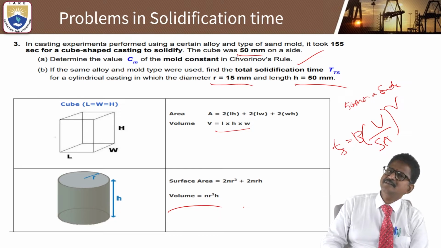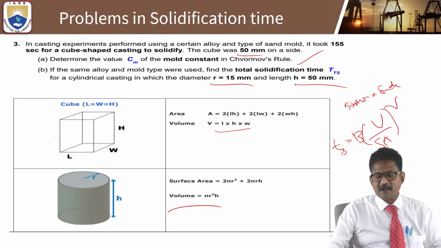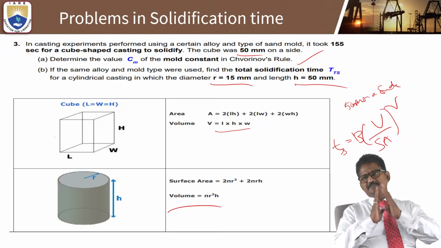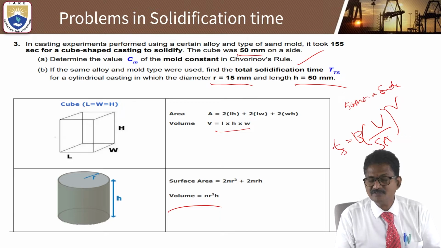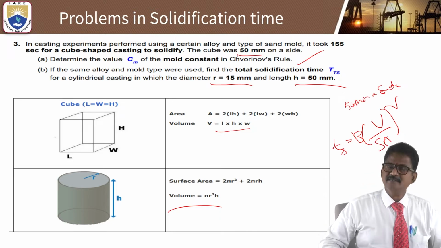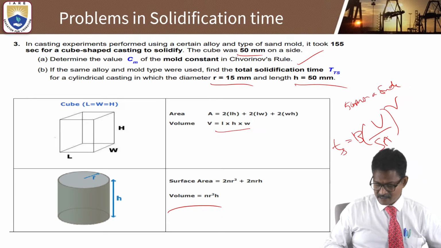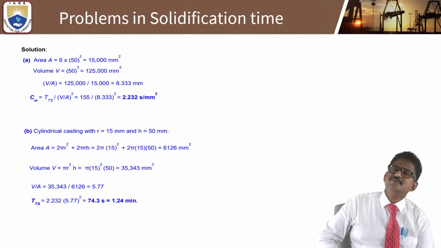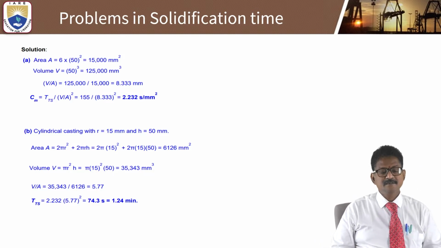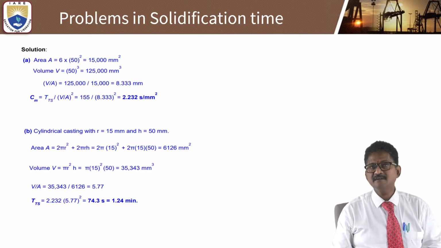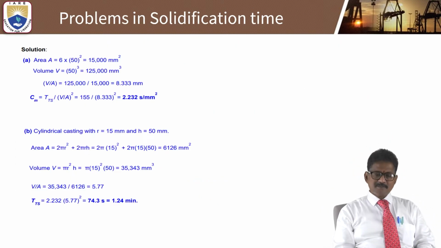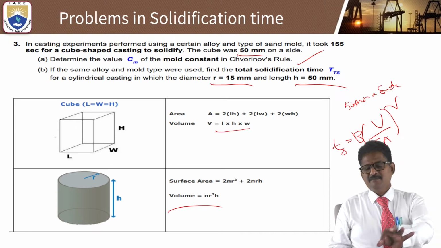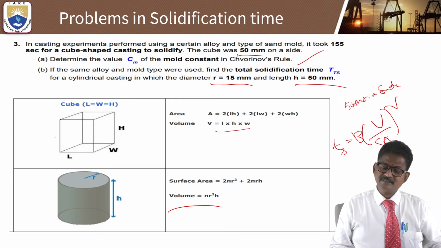In this way, first you need to understand the problem. Based on the problem, see what data is given, and how to apply it to simple problems using this data and the data book. Coming to the solution, the surface area is 6 into 15 squared. In this problem solution, we are using Chvorinov's rule, Ts is equal to B into V by SA.